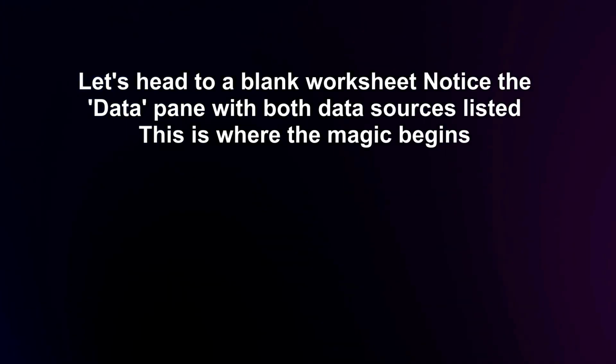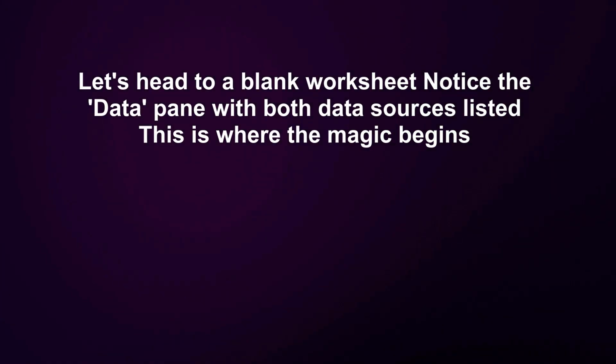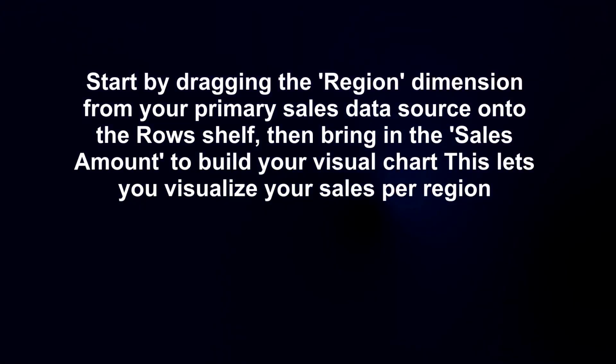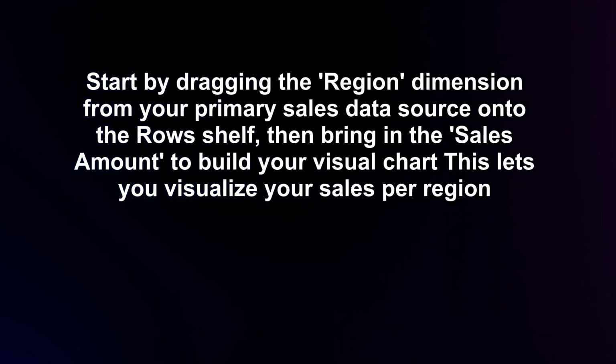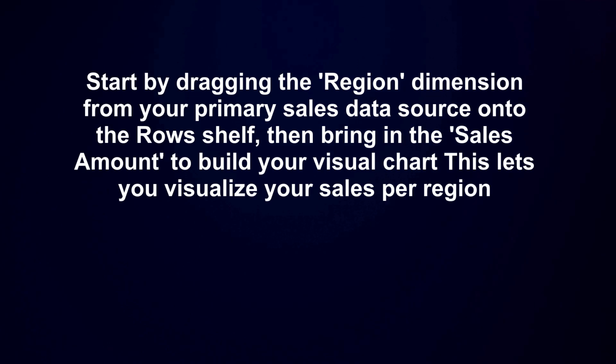Let's head to a blank worksheet. Notice the data pane with both data sources listed. This is where the magic begins. Start by dragging the region dimension from your primary sales data source onto the row shelf. Then bring in the sales amount to build your visual chart. This lets you visualize your sales per region.